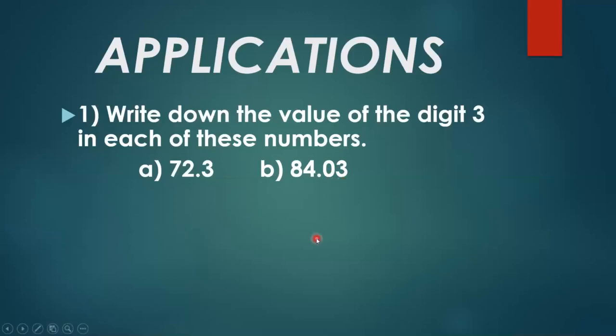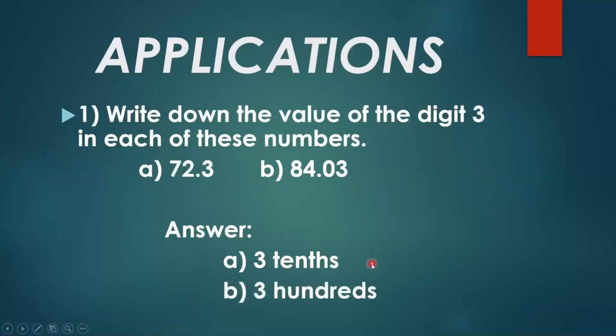So now shall we write the answers? Okay, here comes the answer part. We already discussed the answer. So the value of digit 3 in 72.3 is 3 tenths. Now in B part, in 84.03, the value of the digit 3 is 3 hundredths. Clear? This is about our first question. Now we will move on to the second question.